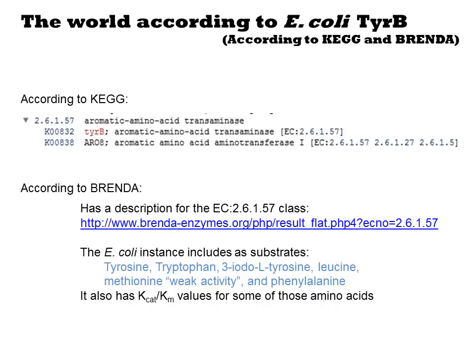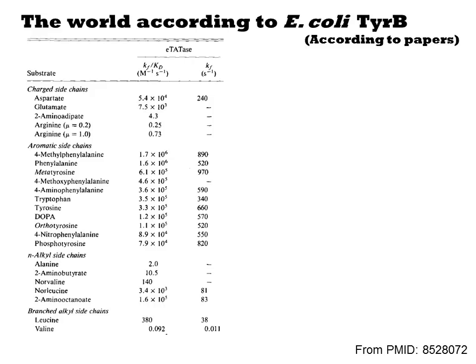KEGG similarly doesn't get past describing the natural role of the enzyme. BRENDA comes close. This database enumerates everything that a group of scientists could find in the literature and put into a database. They see from the literature that it likes tyrosine, tryptophan, 3-iodotyrosine, leucine, methionine, phenylalanine. It also has kinetic data for some amino acids, but nowhere in here is anything about para-aminophenylalanine.